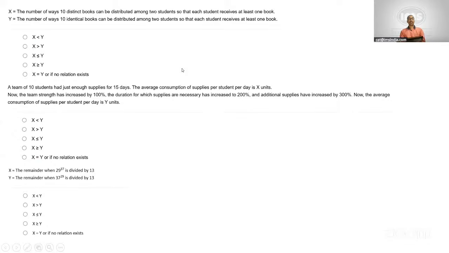X is the number of ways 10 distinct books can be distributed among the two students such that each student receives at least one book? Y is the number of ways 10 identical books can be distributed among two students such that each student receives at least one book? Okay, this is doable. If it's 10 distinct books, first book can be distributed in two ways, second book two ways, and so on, 10 times. But this would be 2 power 10 minus each student should receive one book. So don't give everything to one or don't give everything to two. So it's close to 2 power 10.